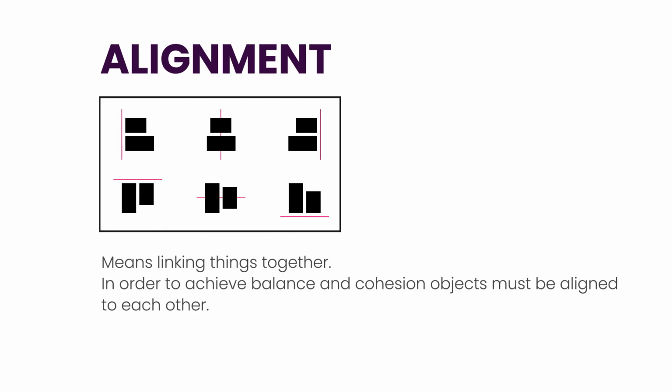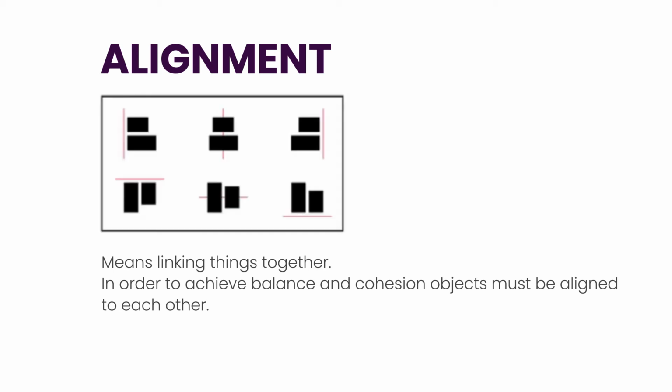Alignment. Alignment means linking things together. In order to achieve balance and cohesion, objects must be aligned to each other. So we find here there is a left hand alignment, there is the middle alignment, there is right hand alignment, there's the top, there's the bottom alignment, and there is side alignment.